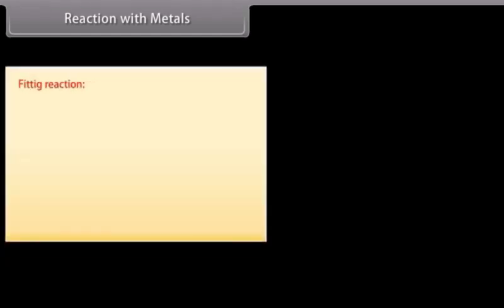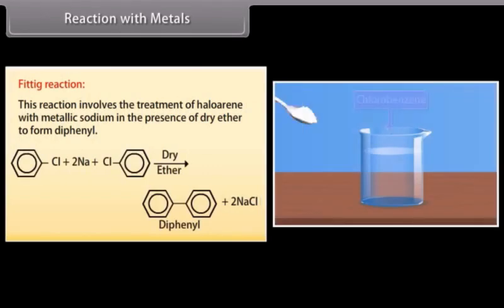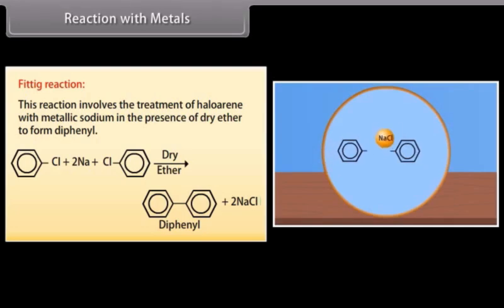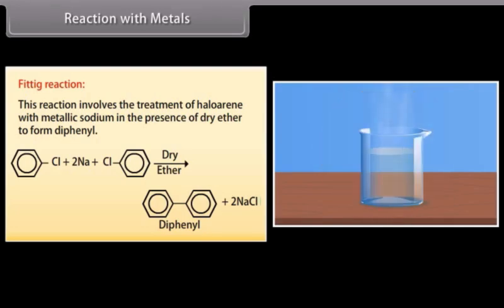Fittig reaction. This reaction involves the treatment of haloarene with metallic sodium in the presence of dry ether to form diphenyl. Sodium is added in the chlorobenzene solution, and then we add dry ether, which reacts to form diphenyl and sodium chloride.